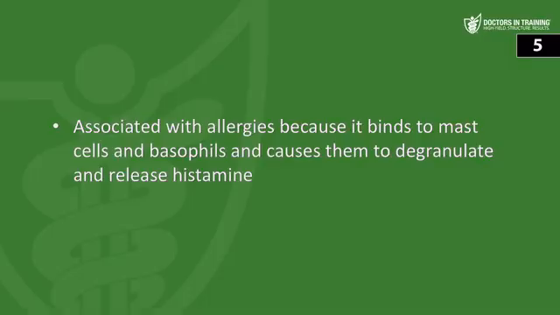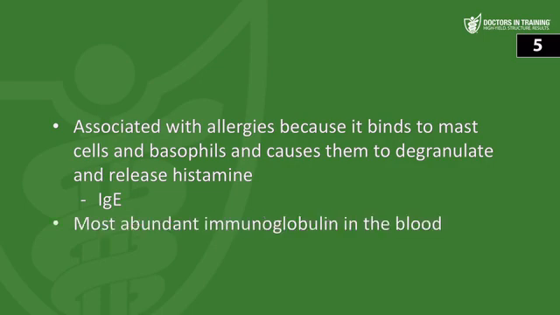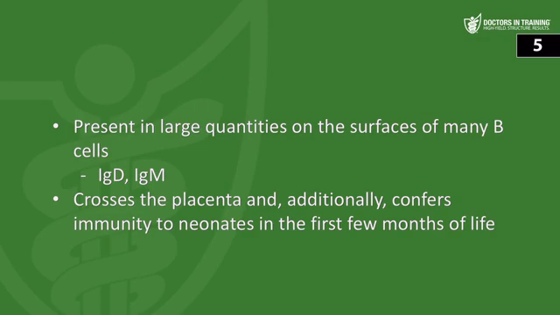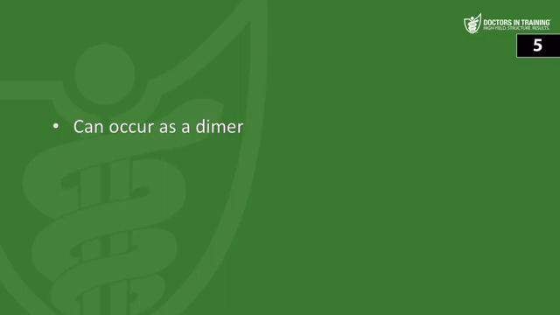Which immunoglobulin isotype fits each of the following statements? The first one, associated with allergies, binds to mast cells and basophils, and causes them to release histamine. That's IgE. The most abundant immunoglobulin in the blood. IgG. IgA is more abundant overall, but IgG is the most abundant immunoglobulin in the blood. Present in large quantities on the surface of many B cells is both IgD and IgM. Crosses the placenta and additionally confers immunity to the neonates. That's IgG.